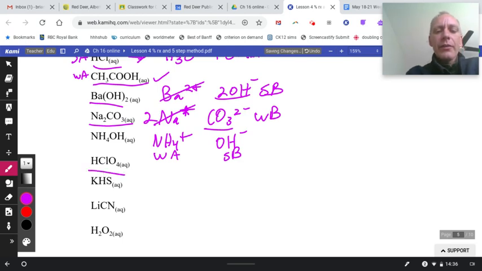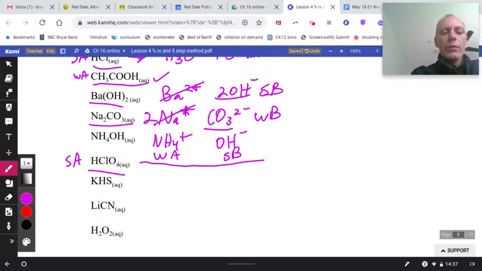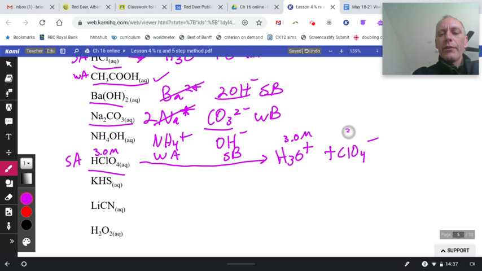HClO4 is molecular, so you go searching on the table and it's one of the big six. It's a strong acid. So it's 100% hydronium and ClO4 minus. So for example, if it was 3 molar, we now have 3 molar hydronium and 3 molar perchlorate ions.